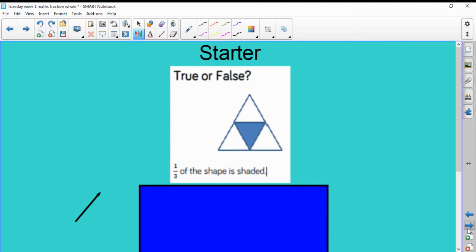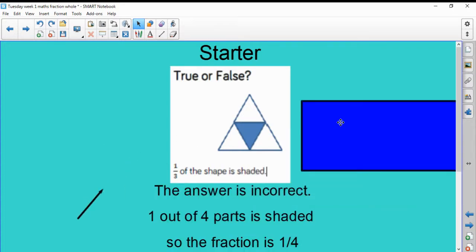Looking at this shape, is a third of the shape shaded? True or false? Make sure you look and count all the parts of the shape and the one that is shaded. The answer is incorrect. It is false because there are 4 parts to the shape and only one is shaded. Therefore, a quarter of the shape is shaded.